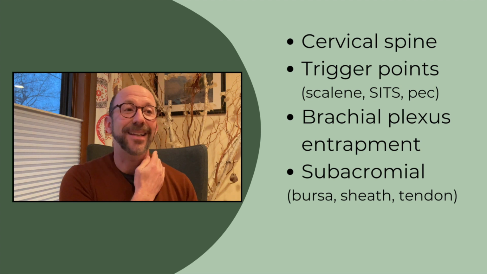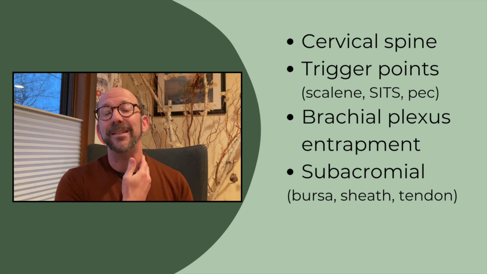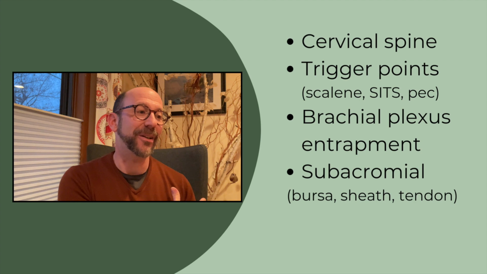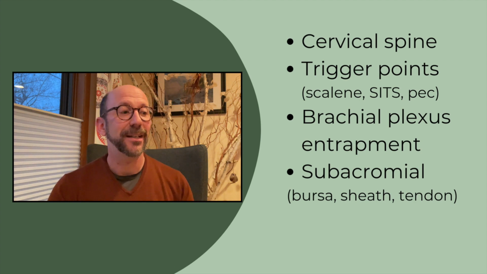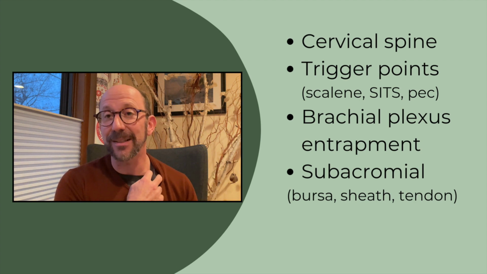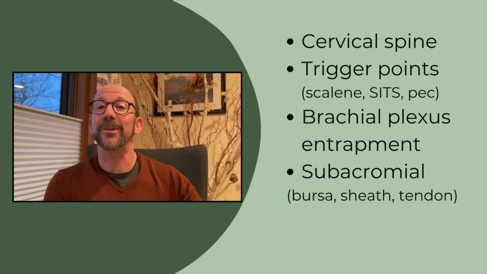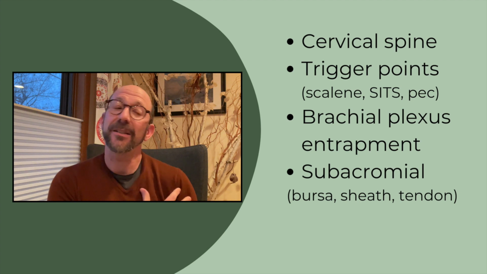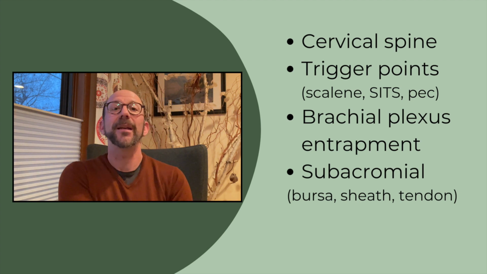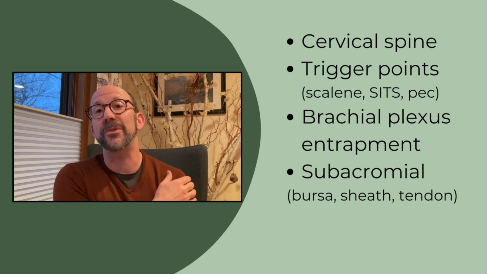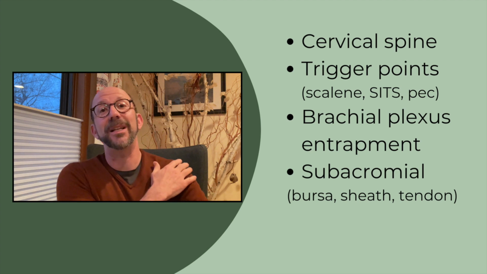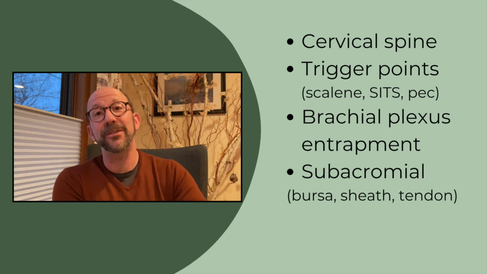What else refers to the shoulder? The cervical spine, the facets, the discs, and the bones. Trigger points in the scalene, all the rotator cuff, the pectoralis, entrapment of the brachial plexus, whether in the scalene region, under the clavicle, under the pec minor, or in the axilla, will refer pain into the shoulder and upper arm. And then those subacromial tissues, often they hurt right there, but they will also refer pain, usually down, distal, down the humerus.